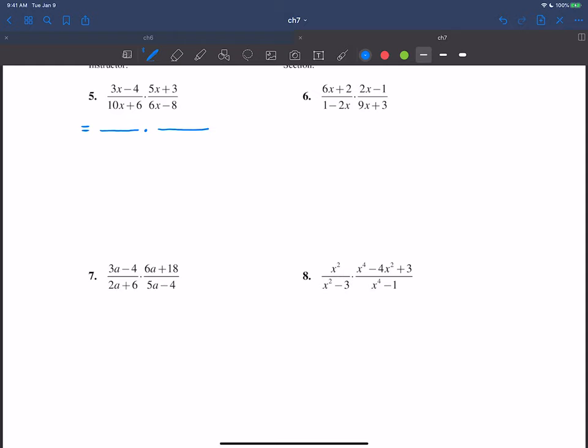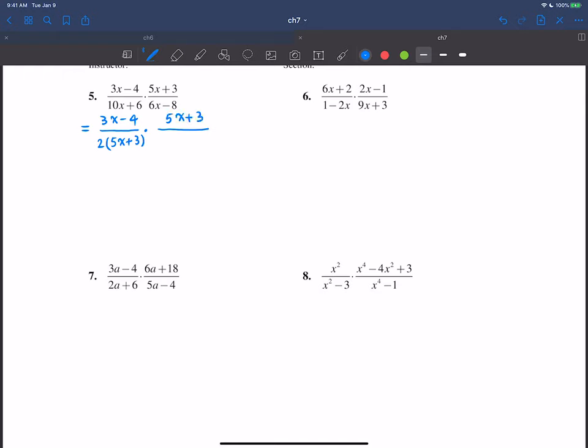3x minus 4, unfortunately, we cannot factor this. So you just leave it like 3x minus 4 as a single factor. The bottom one, you have 10x plus 6. They do have a GCF of 2. So I'm going to take out 2, and we will have 5x plus 3 inside. Notice that it's the same as the 5x plus 3 on the top, which is a single factor. So you write down 5x plus 3 right here.